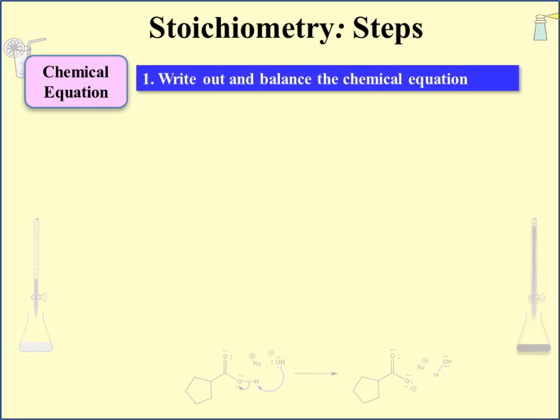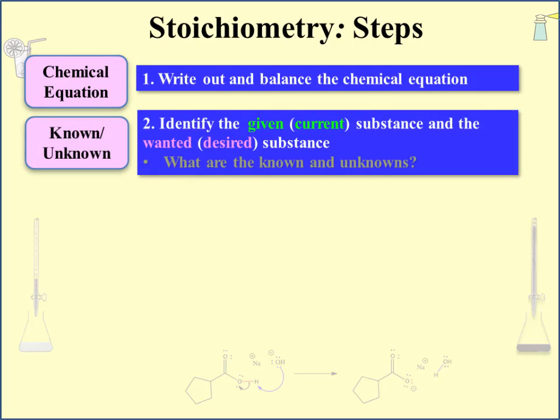Step 1. Write out and balance the chemical equation of the reaction of the problem. For titration, this will be a neutralization reaction. Step 2. Use the basic problem-solving technique of searching the problem for known and unknowns. Identify the given or current substance, the titrant, and the wanted or desired substance, the titrate.